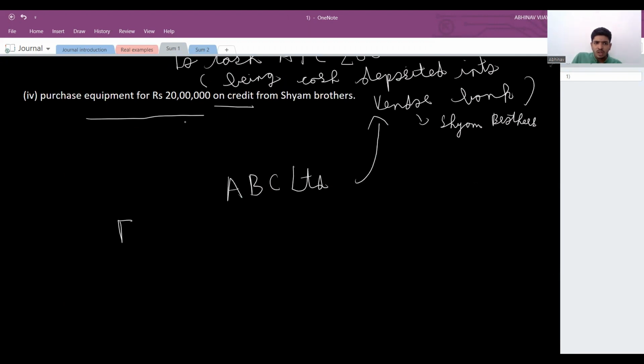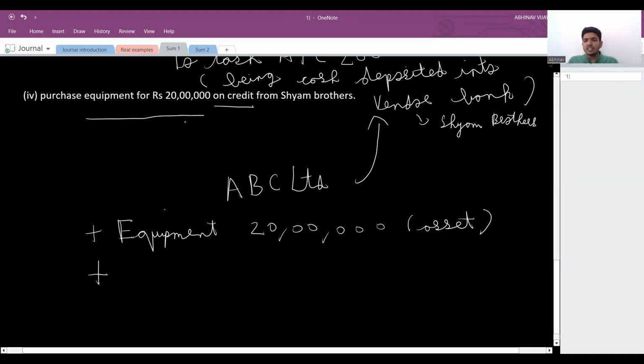So, logic: equipment increases by 20 lakhs, an asset, and it is on credit. So you're not paying him. Cash does not get reduced, bank does not get reduced.